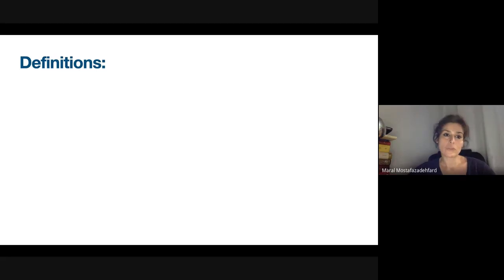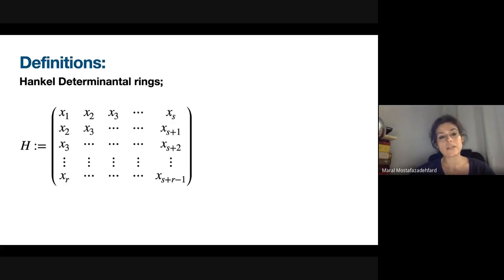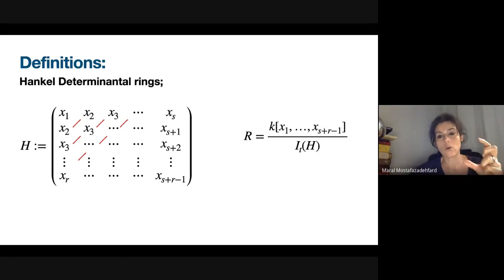So let me start with the definition of Hankel determinantal rings. When we talk about Hankel matrices, we are talking about a matrix of indeterminates that is constant along anti-diagonals. What does this mean? It means that all of the indeterminates on each anti-diagonal of this matrix are the same indeterminate. When we talk about Hankel determinantal rings, we mean the quotient of the polynomial ring in these indeterminates by the ideal generated by all minors of size t of this matrix.